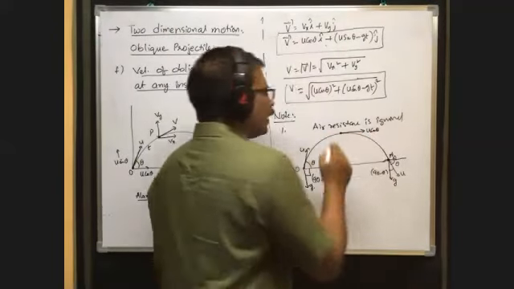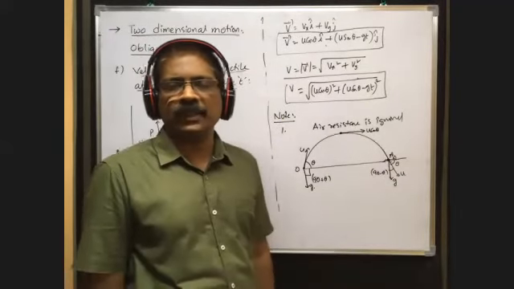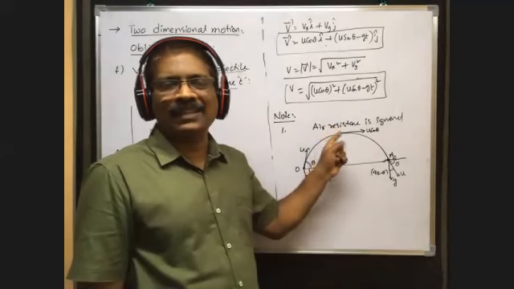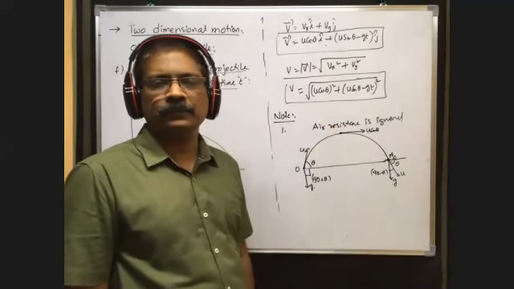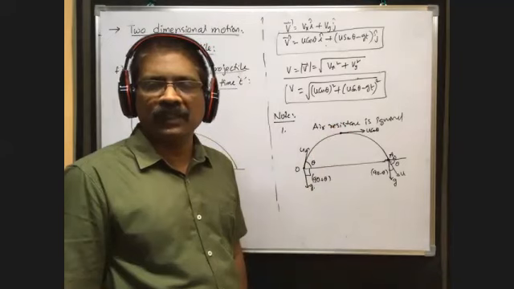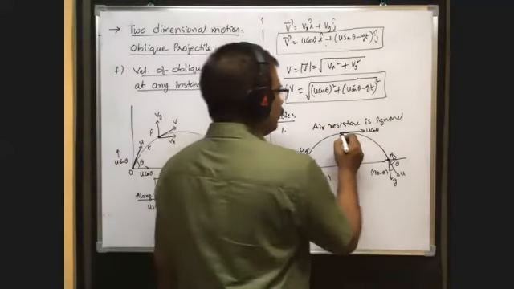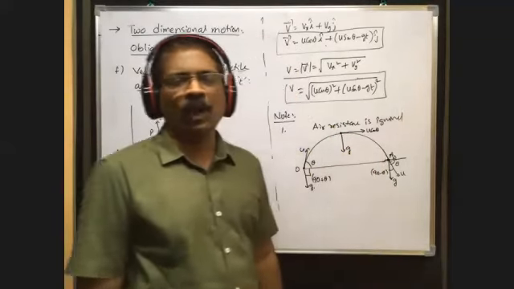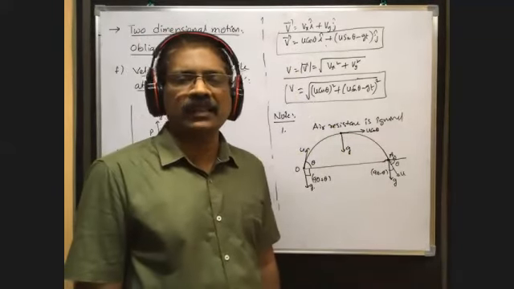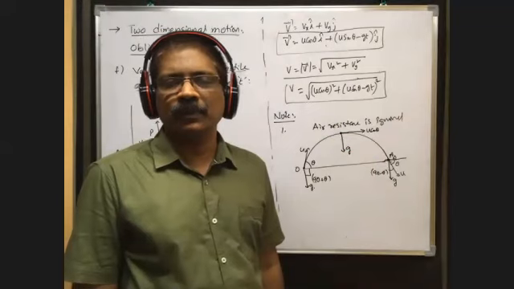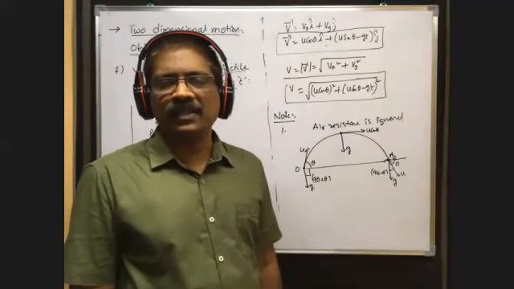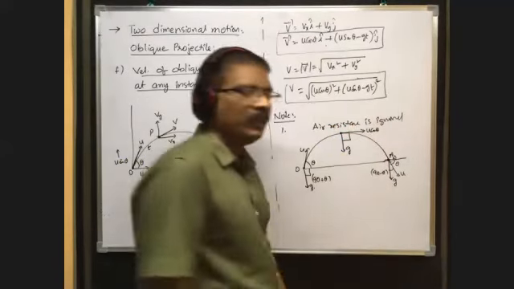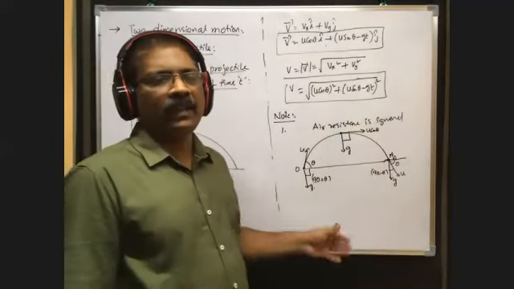At this highest point, what is the acceleration acts on the oblique projectile? G, vertically downwards. Okay, very good. Now, in case of oblique projectile, at the highest point, what is the angle between its velocity and acceleration? 90. Very good. 90.